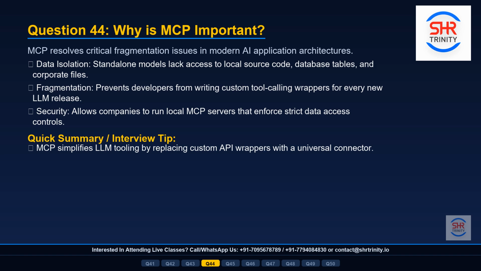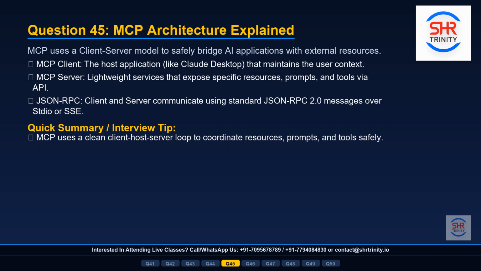Question 45. MCP architecture explained. The Model Context Protocol architecture is built around three core components: the AI client, the host application, and the MCP server. The AI client is the cognitive engine that orchestrates the user conversation.